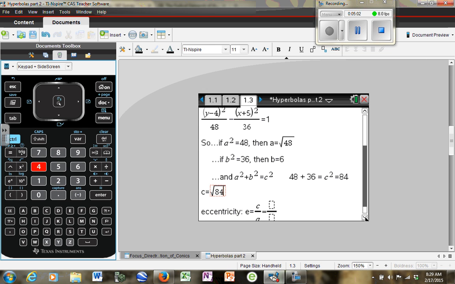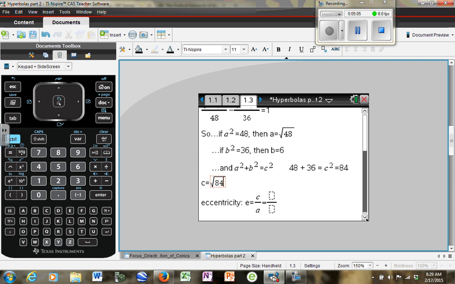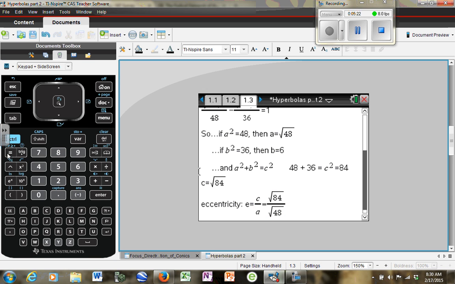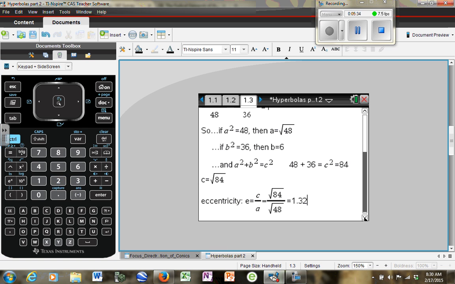The square root of 84. If we want to find the eccentricity of this, we would take the square root of 84, and we're going to divide that by a, which was the square root of 48. And you'll get an answer that's approximately, drum roll please, 1.32, which matches up with the rule for eccentricity. It should be greater than 1 for a hyperbola.